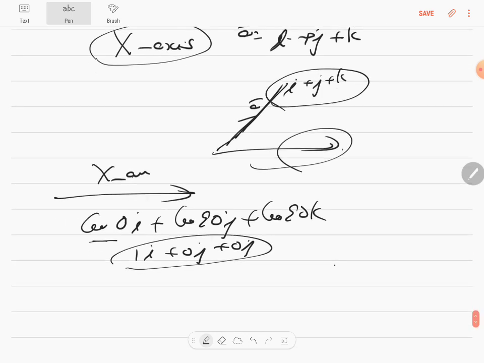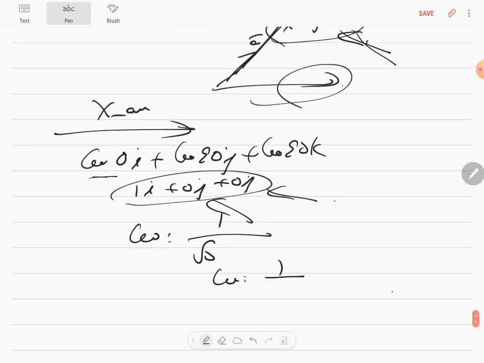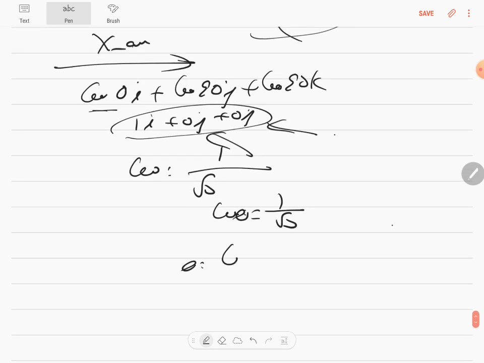So I would do it as cos theta is equal to this vector dot that vector, which means what? 1i plus j plus k dotted with this, which will be just 1, dotting i's and i's, by the magnitude of this, which will be root 3, into the magnitude of this, which will be 1. So therefore you get cos theta to be 1 by root 3. Therefore theta is what they want, which is cos inverse of 1 by root 3.